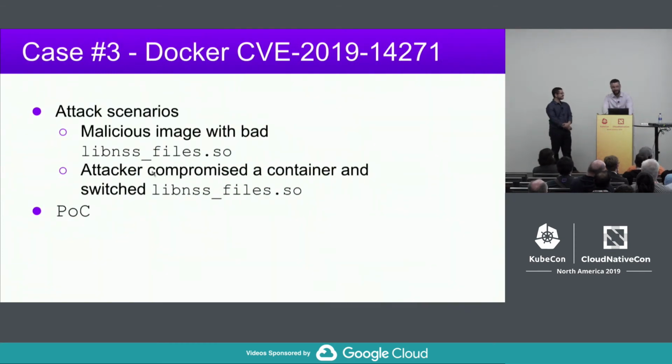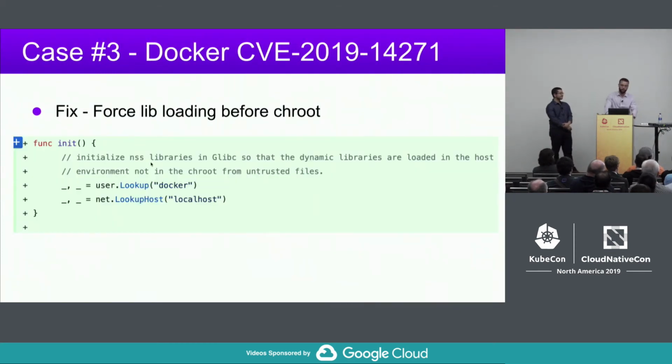So how did they fix this? What they did is alter the init function of the docker-tar process so that it will call random functions from the problematic Go packages to force it to load the libnss libraries in the init phase, before it's rooted to the container. So now they will be loaded from the host file system.